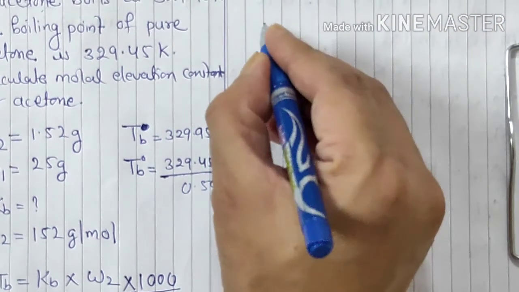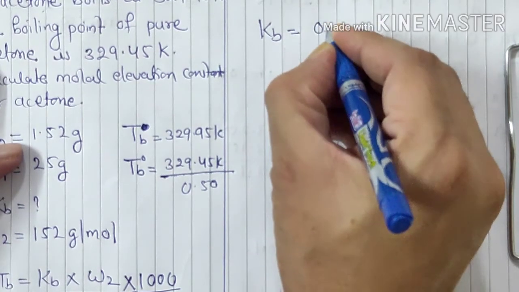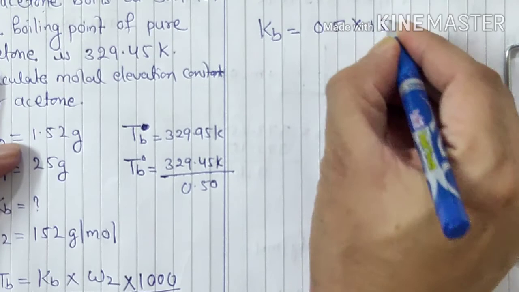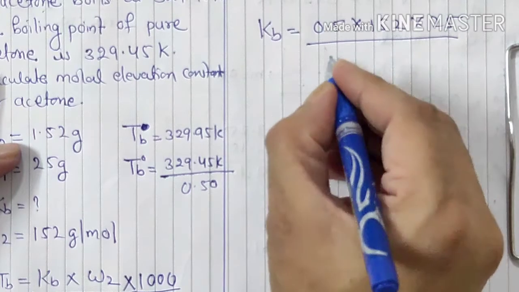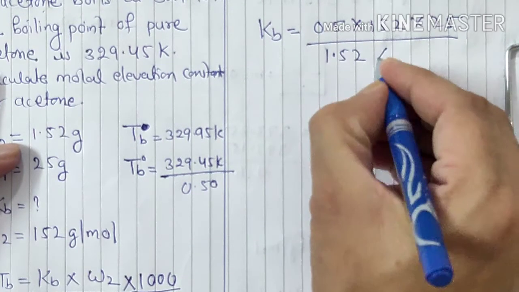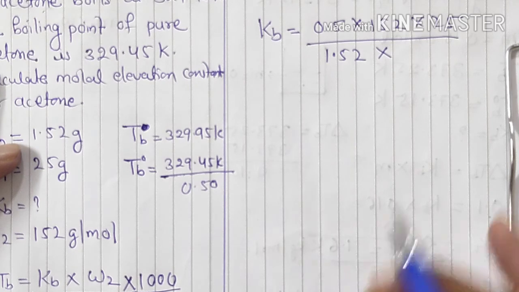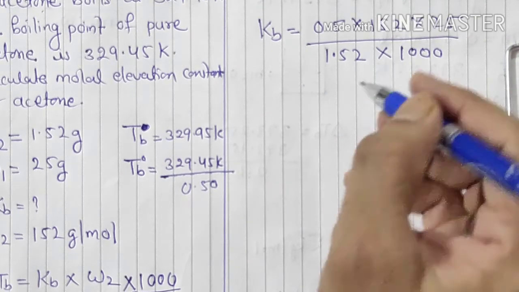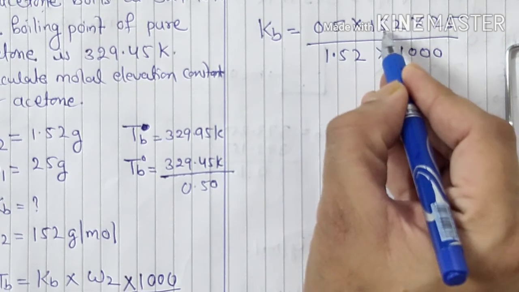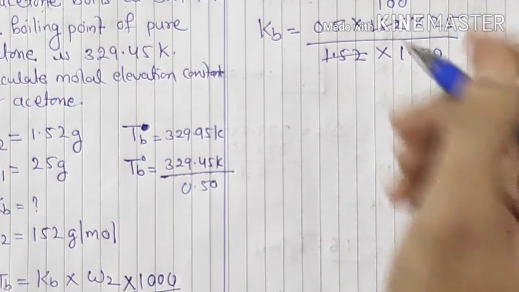I write here. So Kb will be 0.5 into 152 into 25 divided by 1.52 into 1000. Right, student? Clear? Now this is 1.52 and this is 152. This will be 100, right? I cancel this to 0.